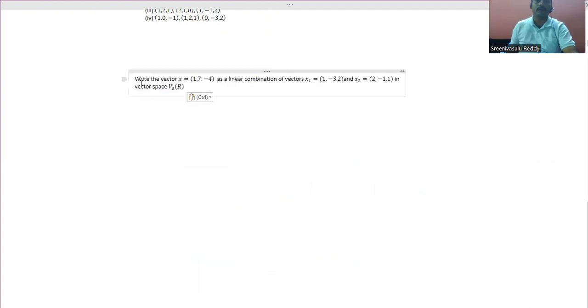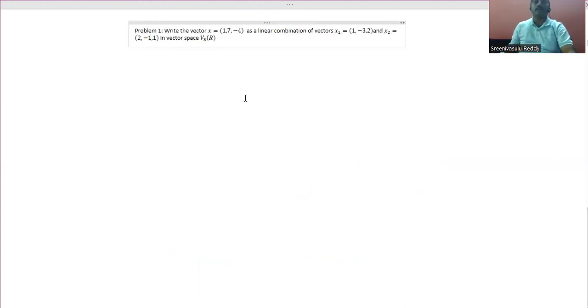Problem 1: write the vector x as a linear combination of x1, x2 in the vector space V3. We don't know the scalars, say C1, C2, because here we have two vectors, x1, x2. x is written in terms of x1 and x2. The value of n is 2 because they provided two vectors. The given vector is converted into a linear combination of these two vectors.